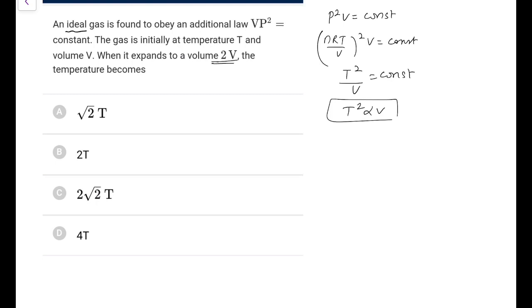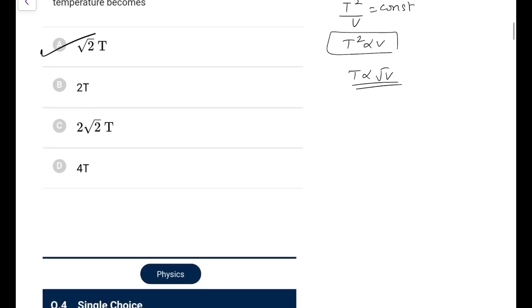So if the volume is doubled, the square of the temperature will be doubled. So T square becomes double, that means the temperature would be root 2 times. You can directly make it out. So you can say T is proportional to root V. So if the volume is doubled, the temperature will become root 2 times. Directly you can do this.